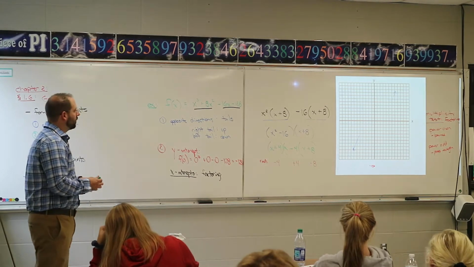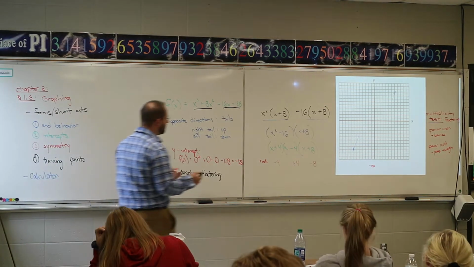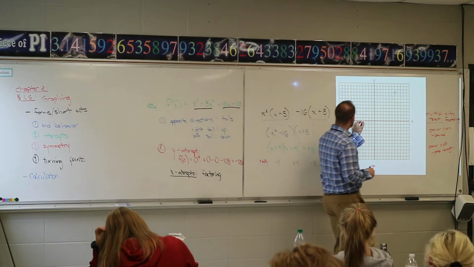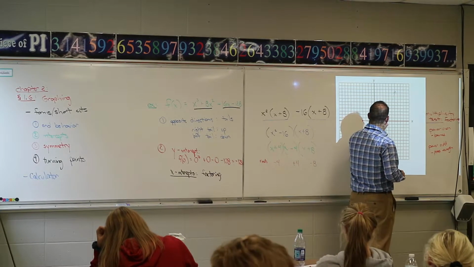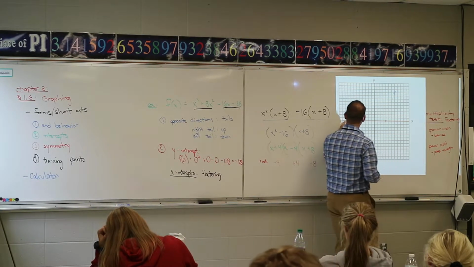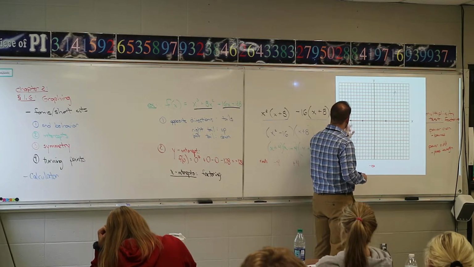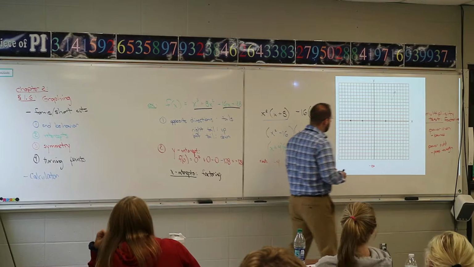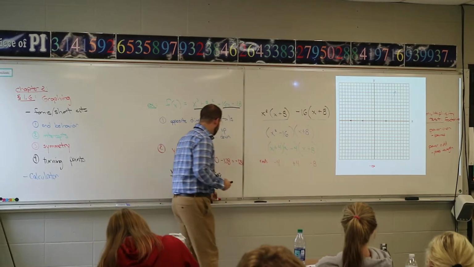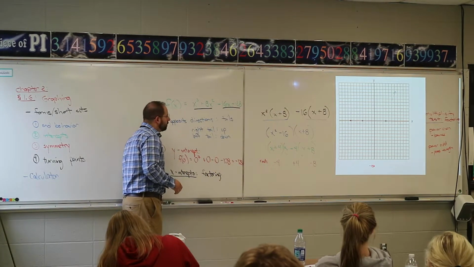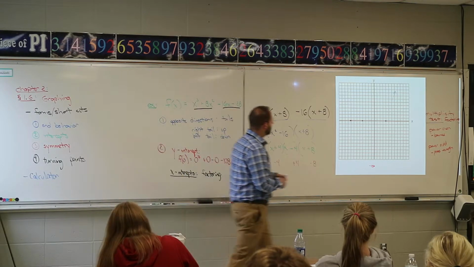So when I graph these 3 points, these are where I'm hitting the x-axis. Negative 4, positive 4, and negative 8. Positive 4, negative 4, negative 8. And my tail's still going down this direction.